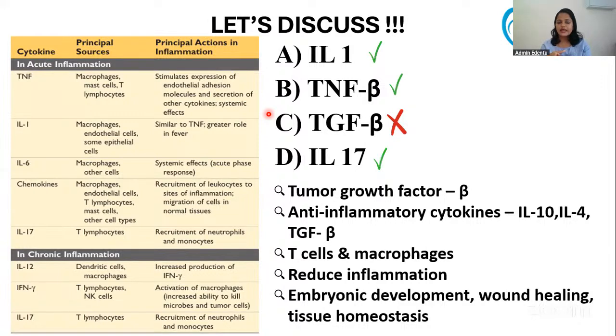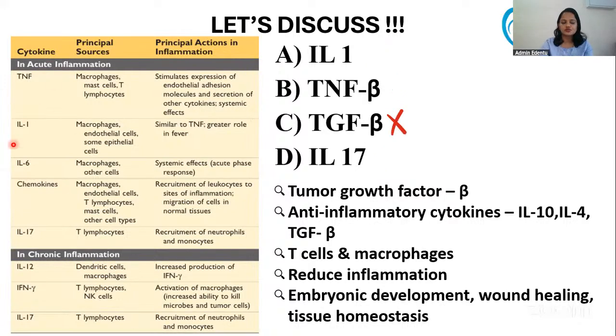Sometimes cytokines can act on their own cells and cause some kind of inflammatory response. That is the main action of these cytokines. There are many cytokines involved in the inflammatory process, but some of the most common are tabulated here. One is TNF, the tumor necrosis factor. Both alpha and beta are involved. It is released from the macrophages, mast cells, and the T lymphocytes. It mainly helps in endothelial adhesion and the secretion of cytokines, and it can produce systemic effects also.